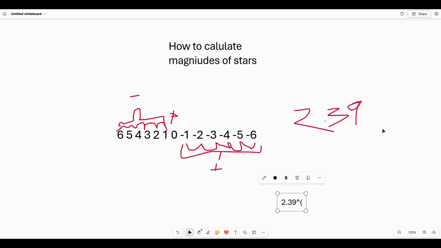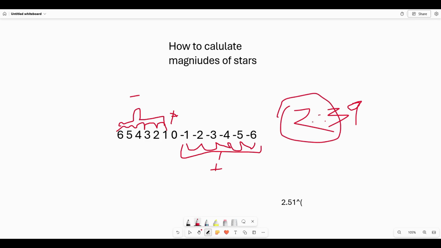which we will. So how much power do we have over here? It's actually 2.51. You can also write it as 2.5, or you can just write 2.51. I like to write 2.51, so it can be much better. So this number, the magnitude of Jupiter, the first one.